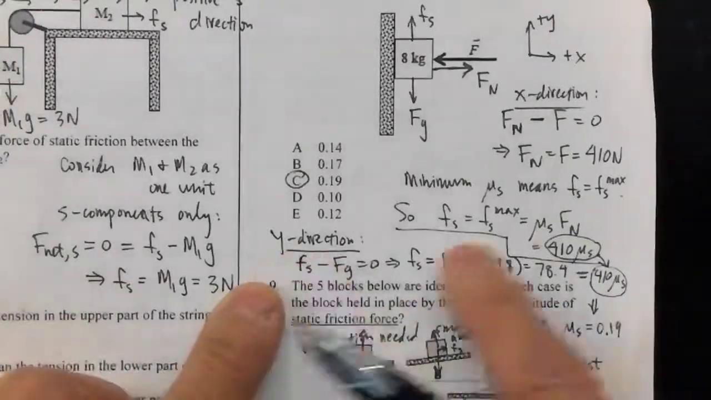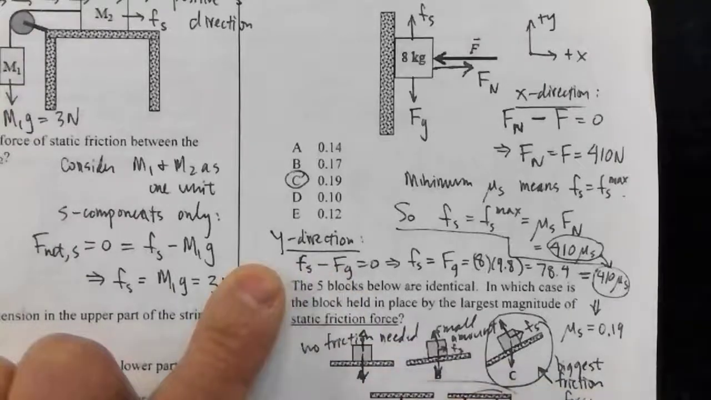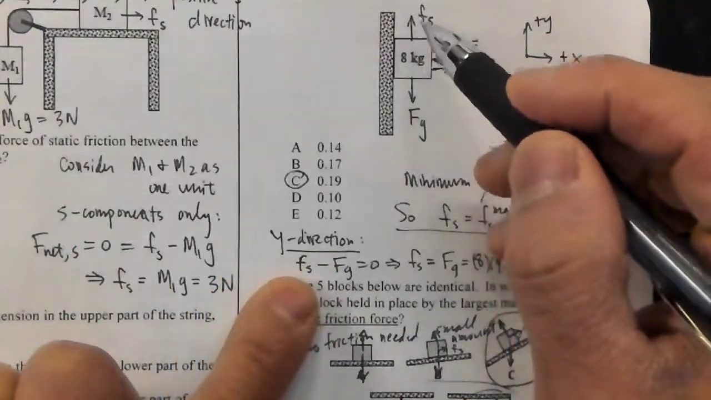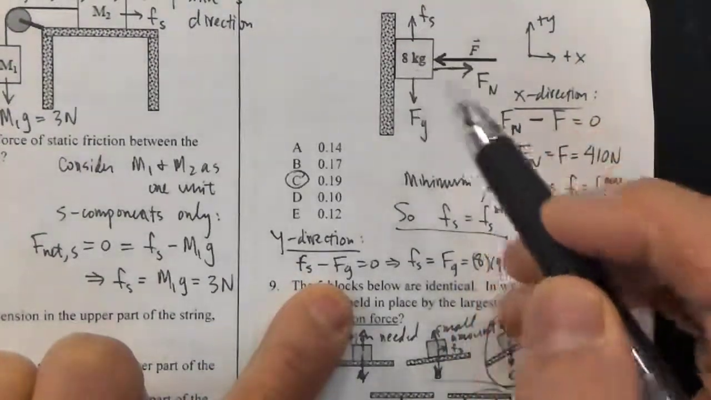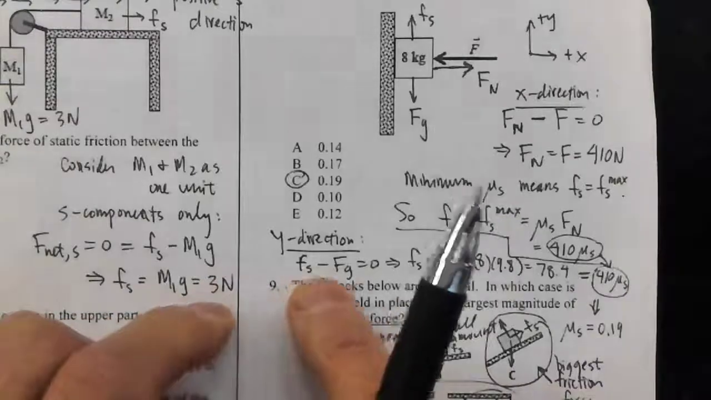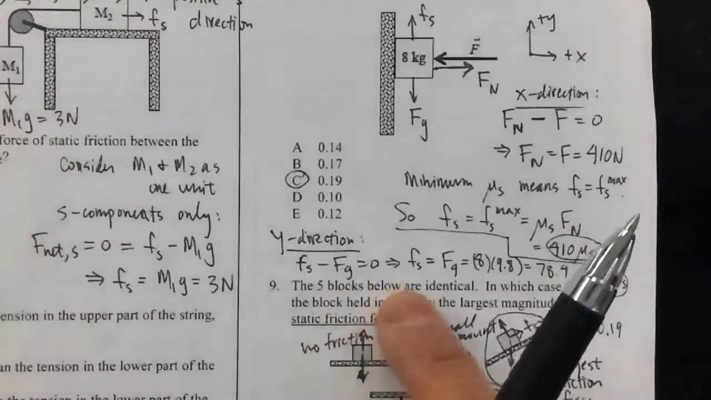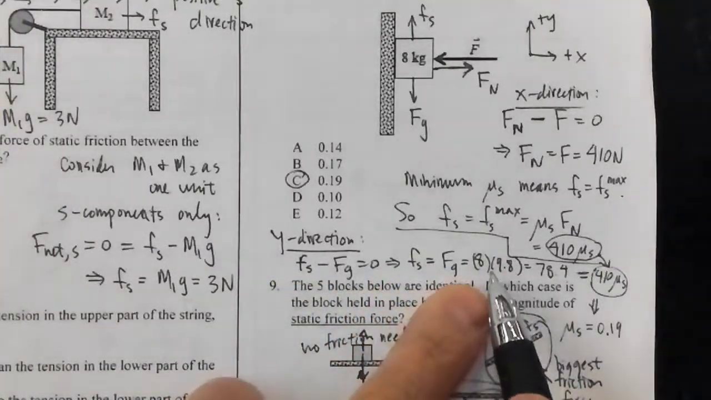Okay, now I see the rest of the solution down here. Now what we're going to do is go in the y direction. In the y direction we have the static friction force going up, and then we have the force of gravity going down, and they must cancel each other out if the block is not moving. So the force of static friction must be the force of gravity.